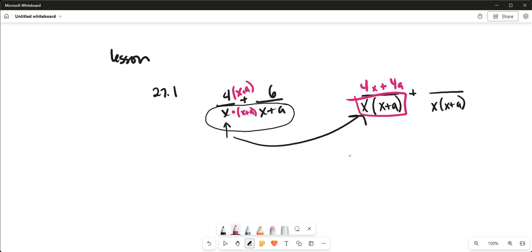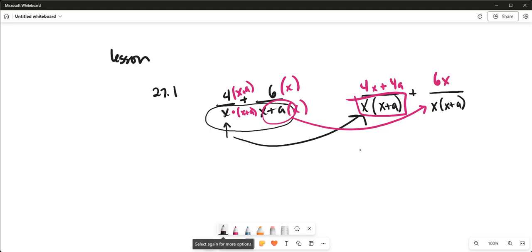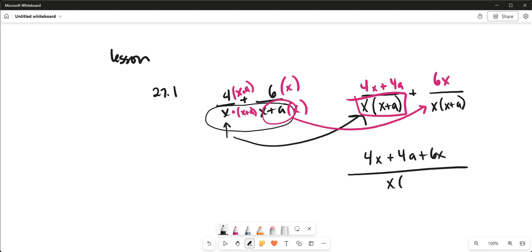Okay, now let's look at the second term. I have x plus a here. What did I have to multiply this by in order to get x times x plus a? Well, I had to multiply it times an x, right? So I'm also going to multiply 6 times an x. So this is going to be 6x. All right, I'm going to switch back to black. So that's going to be 4x plus 4a plus 6x all over x times x plus a.